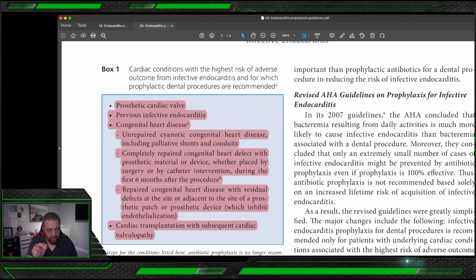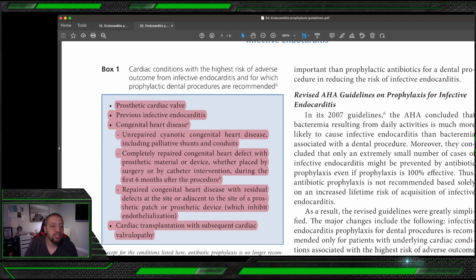So not every patient with this condition who comes to you for a simple treatment is going to get prophylactic antibiotics, and I think we now understand why, because we spoke about the mechanism of infective endocarditis. So what are the conditions? Prosthetic cardiac valve, I think you understand it now. Previous infective endocarditis, and this signifies why it's extremely important to get the medical history from your patient. Congenital heart disease.